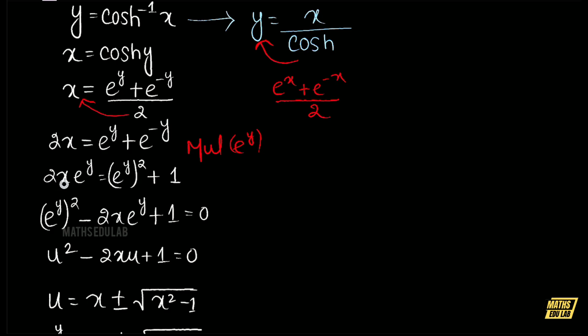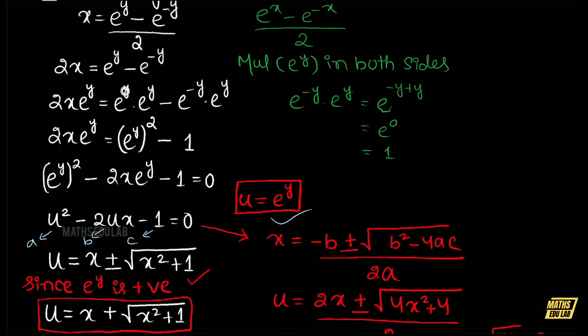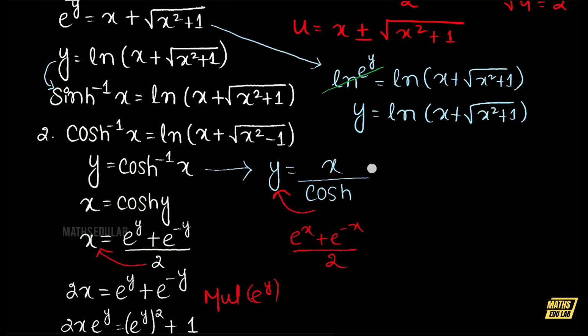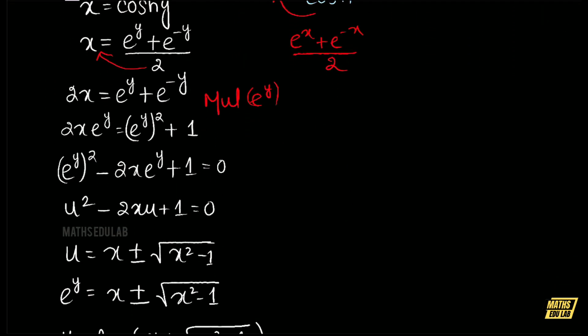Then we get 2x e to the power of y is equal to, as I have solved in the previous formula, e to the power of y into e to the power of y, which is e to the power of y plus y, which is equal to e to the power of 2y. In the same way, I have written here e to the power of 2y plus 1. Then we have to change this equation to an algebraic expression.